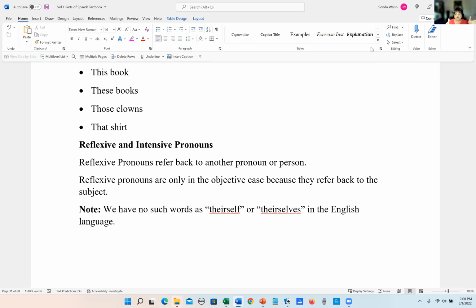My camera is on this screen and I keep looking at this screen. I have two screens in front of me. That's why my eyes keep shifting.